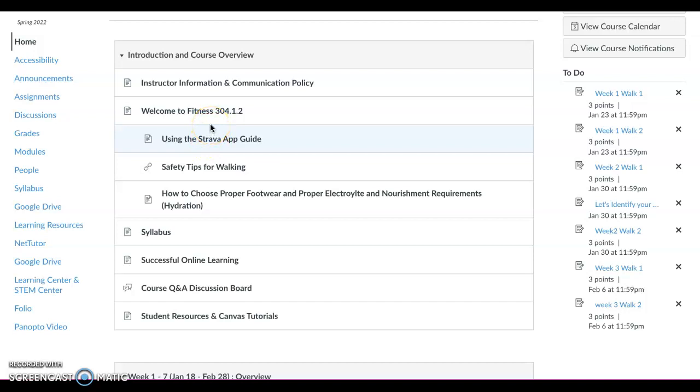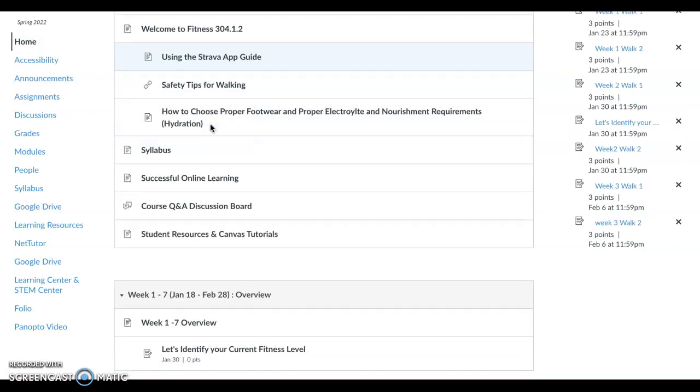Students are required to track their physical activity each week using a health application. I'm encouraging the use of Strava, but if you have other applications on your smartphone, you can use those as well. The only requirement for any health application is that you're able to upload the information directly to Canvas. You can do that by copying and pasting a screenshot or copying and pasting a link.